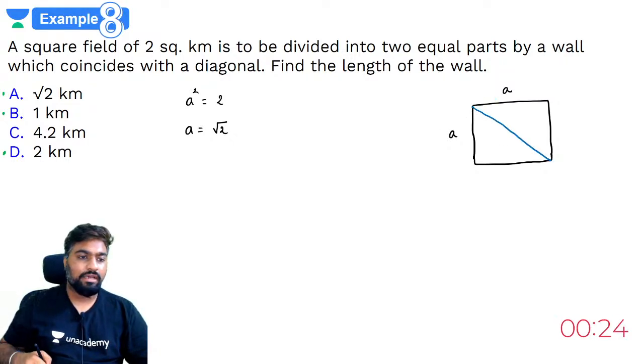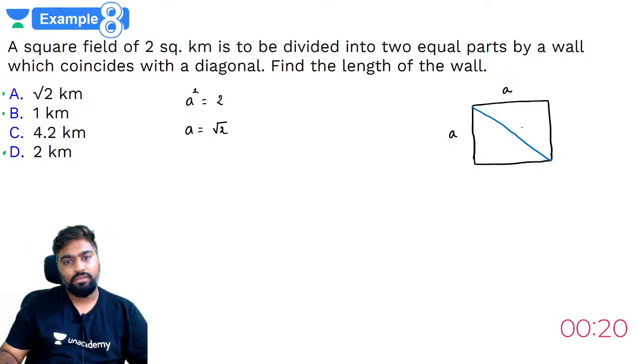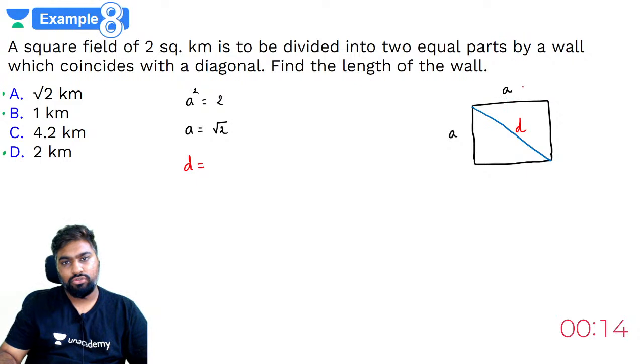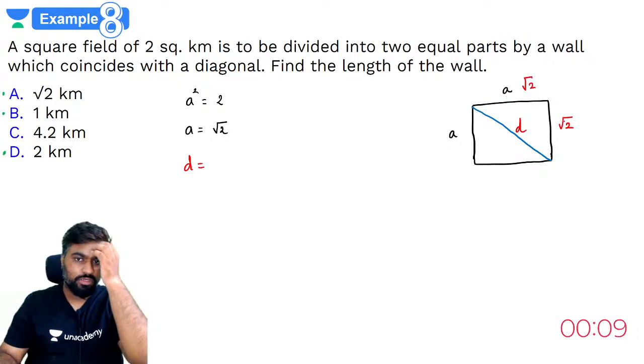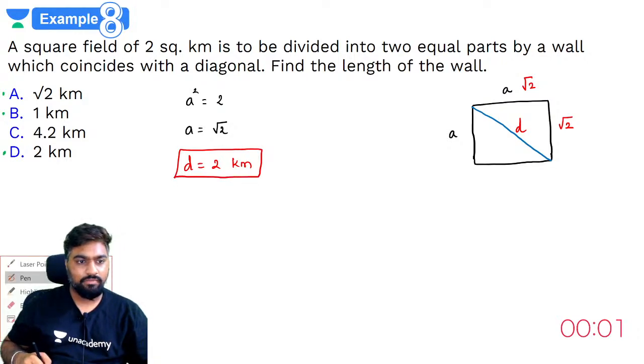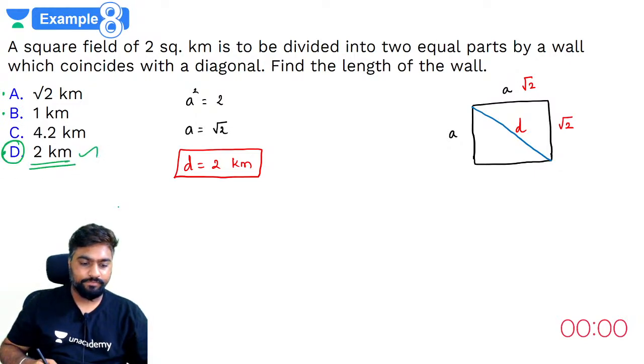जिसके coinciding अपने को एक वॉल बनाना है. So the wall is basically the length of the diagonal. Yes, diagonal D. Correct. So what is diagonal D? If this is root 2, this is also root 2, use Pythagoras theorem, what will you get? D is 2. Very simple. Understanding ज़रूरत है question की, बाकी answer बहुत easy है. So it is what? Option D, 2 kilometers. This is your right answer.